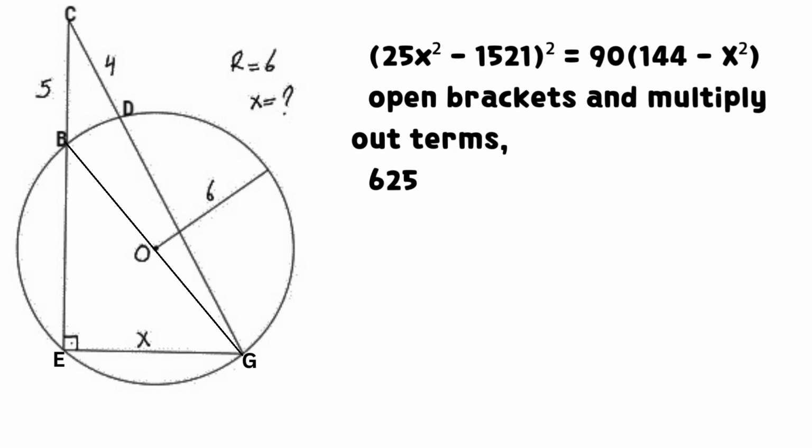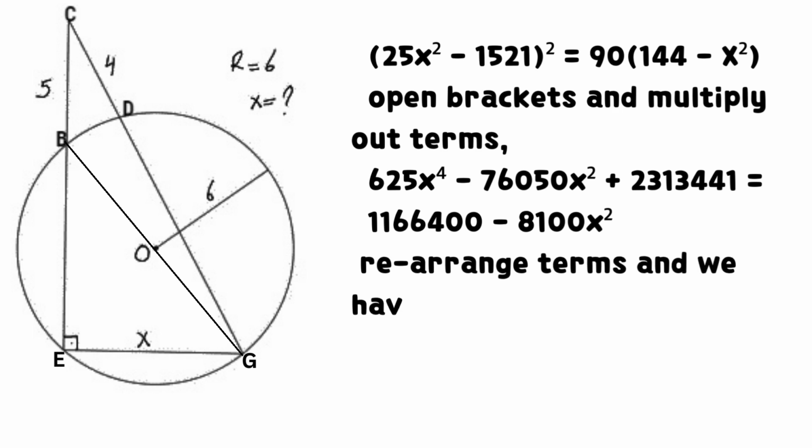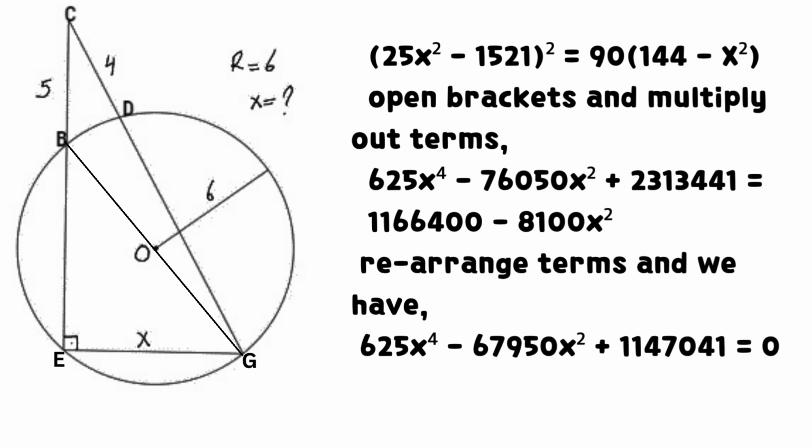Open brackets and multiply out terms so that the product of 625 and x to the power of 4 minus 76,050 times the square of x plus 2313441 equals 1166400 minus 8,100 times the square of x. We now rearrange terms of the equation to have a quartic equation in x as shown on the screen.